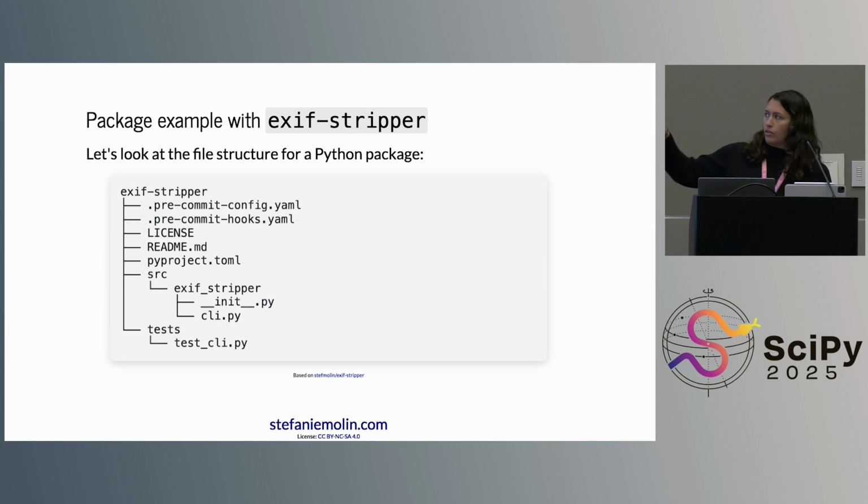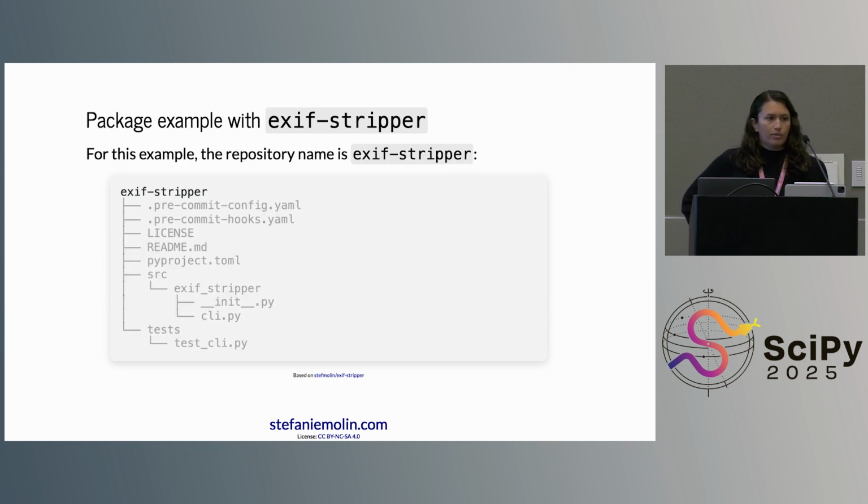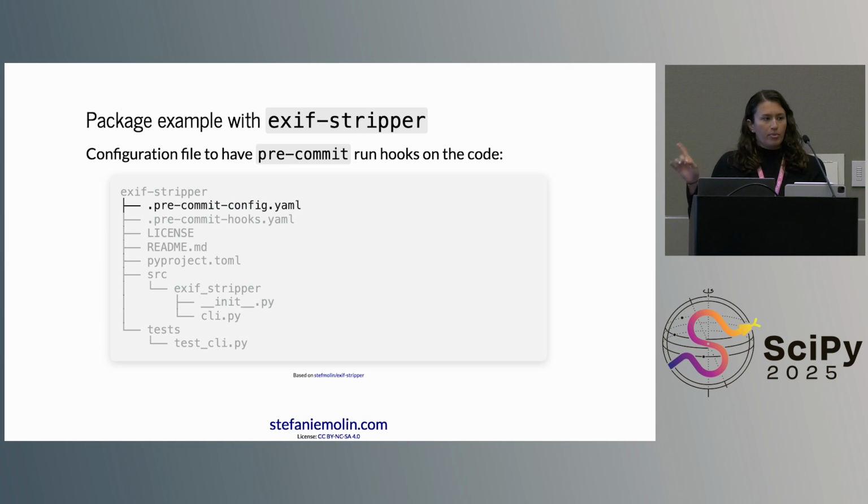So the repository is exif-stripper. And at that top level, like we saw before, we have the pre-commit config YAML. That's for those developing the package. Then we have this new file here, pre-commit-hooks.yaml. This is how we actually configure the hooks that we're exposing in our repository. This is where those IDs come from.